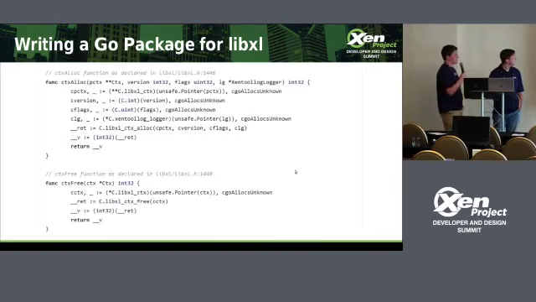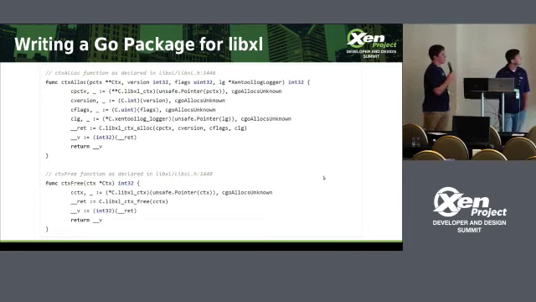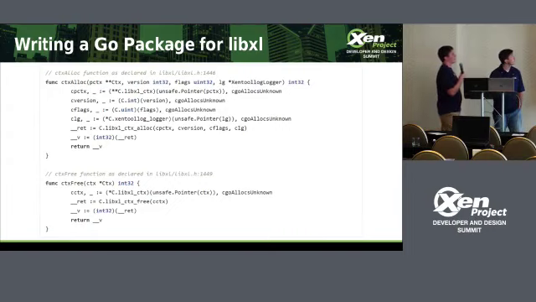So here's a couple of examples of what c-for-go will generate. Here we have the libxl context alloc and free functions. And although they would be very straightforward to write, they would be very tedious. And so it just expresses how nice the code generation is.